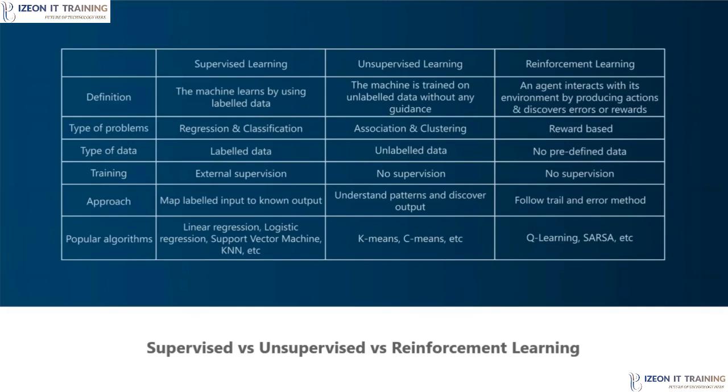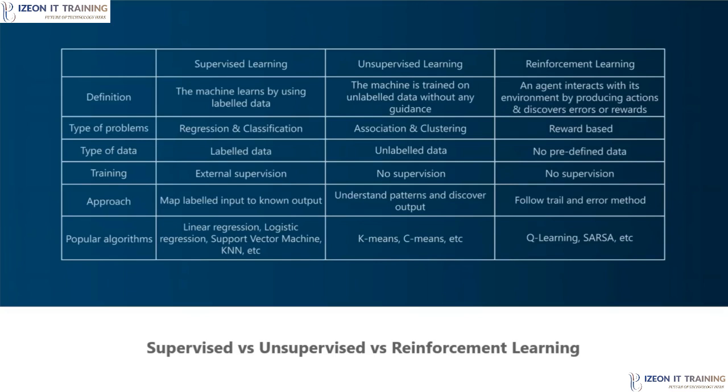In reinforcement learning, there is no clue at all. You'll have to follow the trial and error method, right? You'll have to go around your environment, you'll have to explore the environment, and you'll have to try some actions. And only once you perform those actions, you'll know whether this is a reward-based action or whether this is a punishment-based action, right? So, reinforcement learning is totally based on the concept of trial and error.